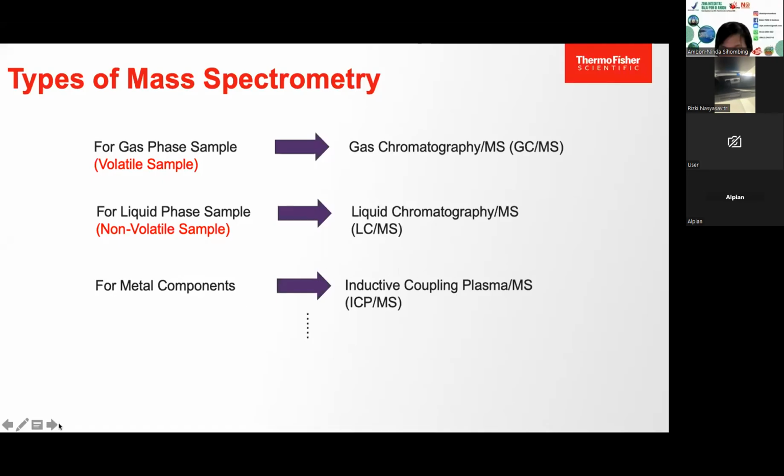Inorganic means that those are heavy metals. So you have sodium, you have potassium, then you have lead, arsenic. Then they have to do with ICP-MS. Okay, so this is the idea of the types of mass spectrometry that we can have.